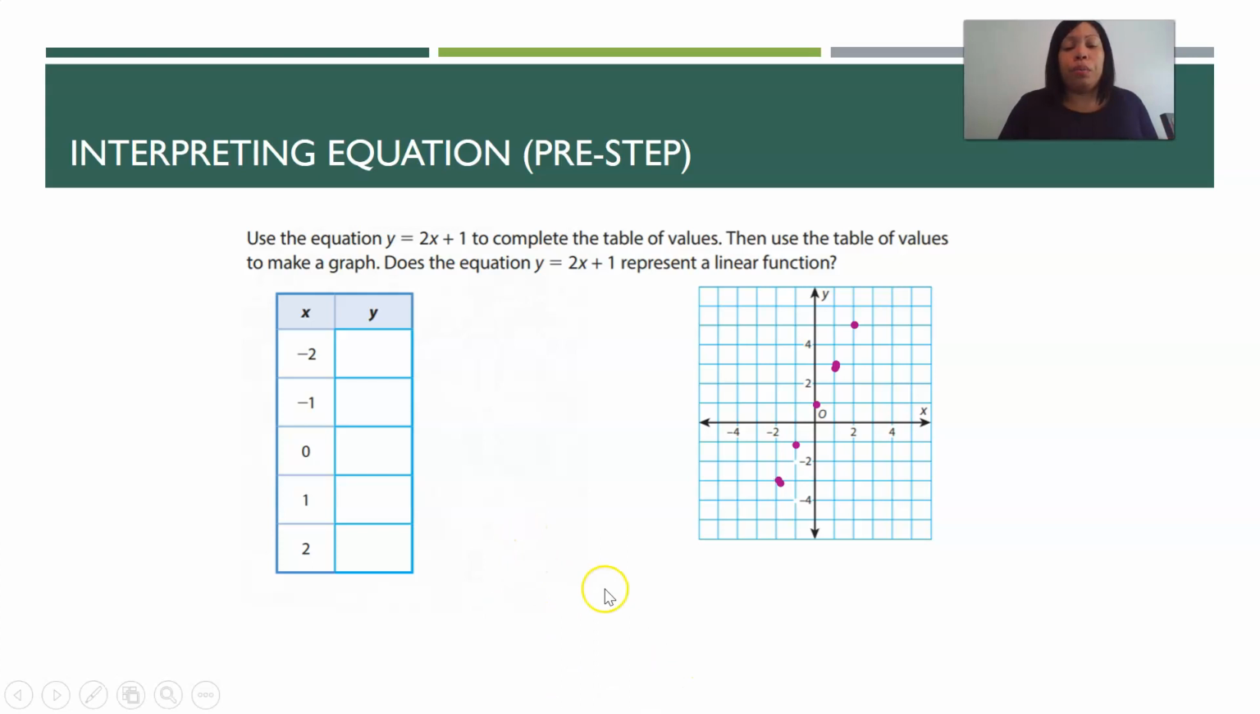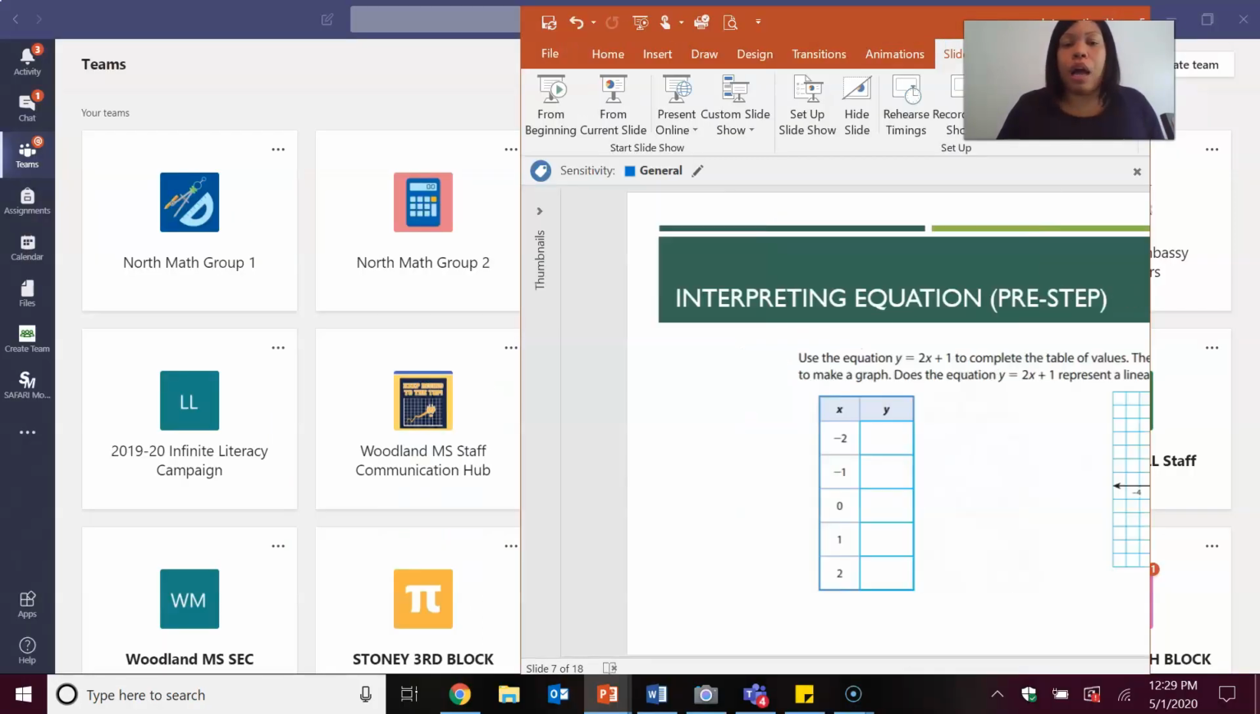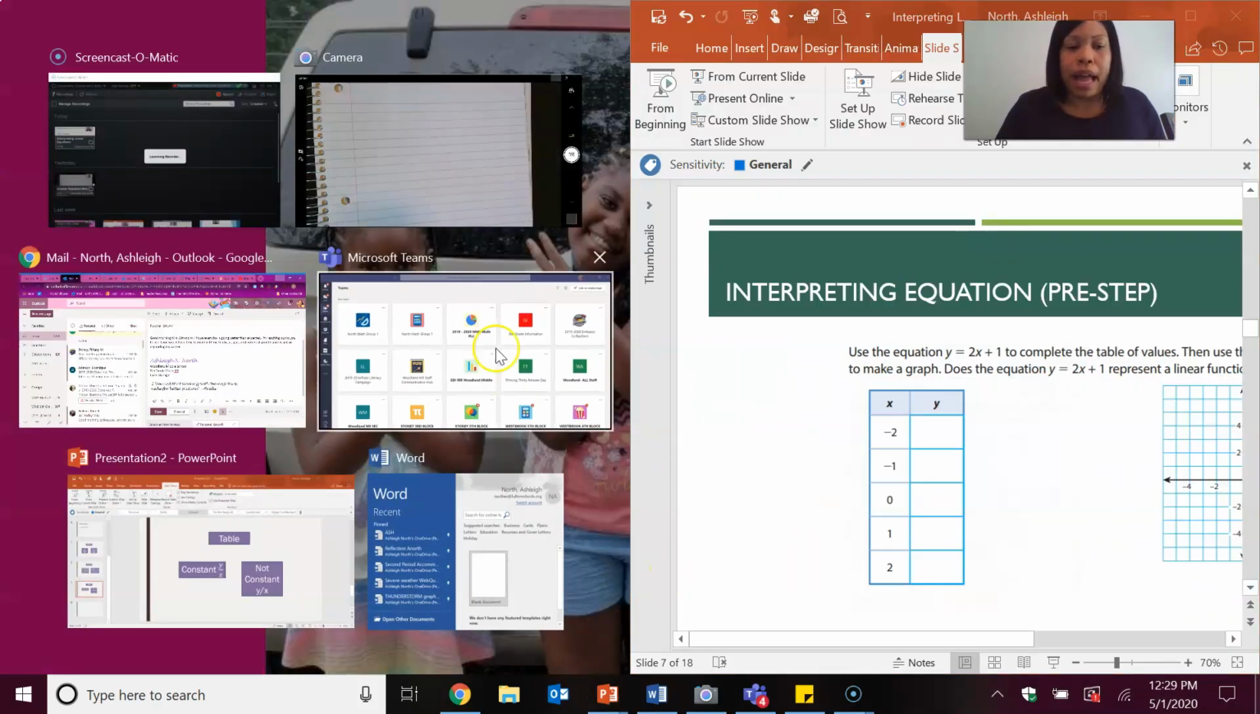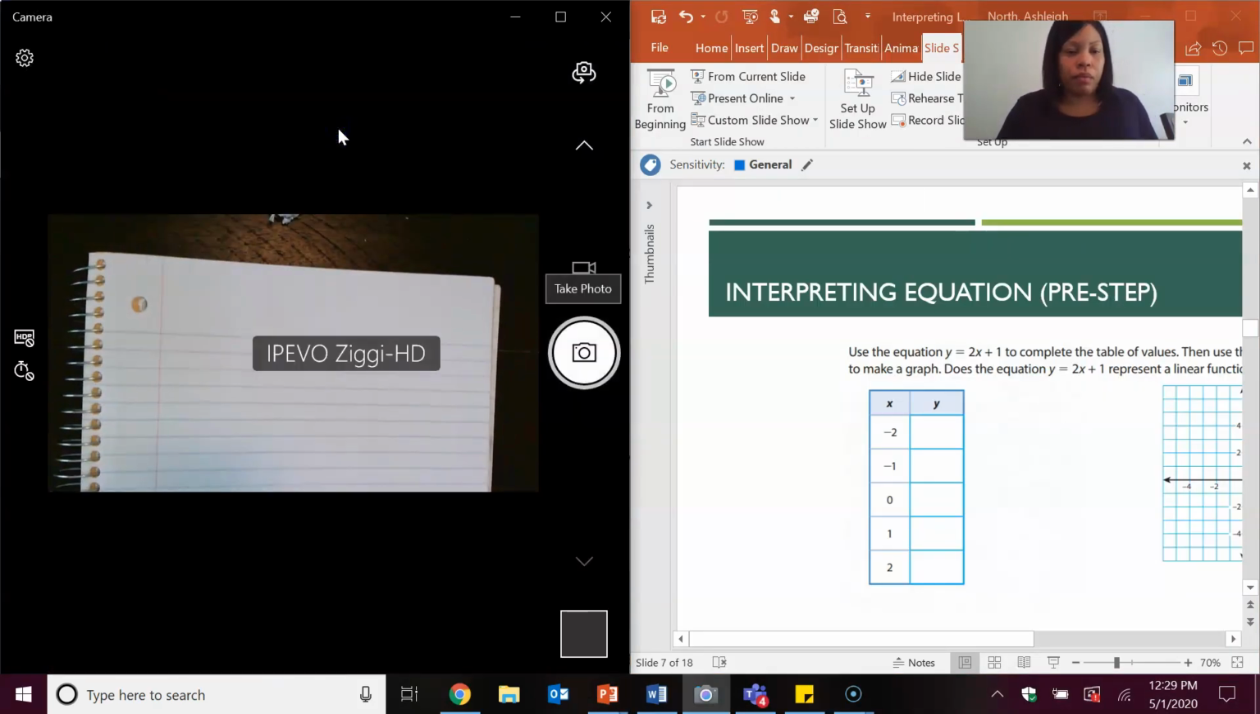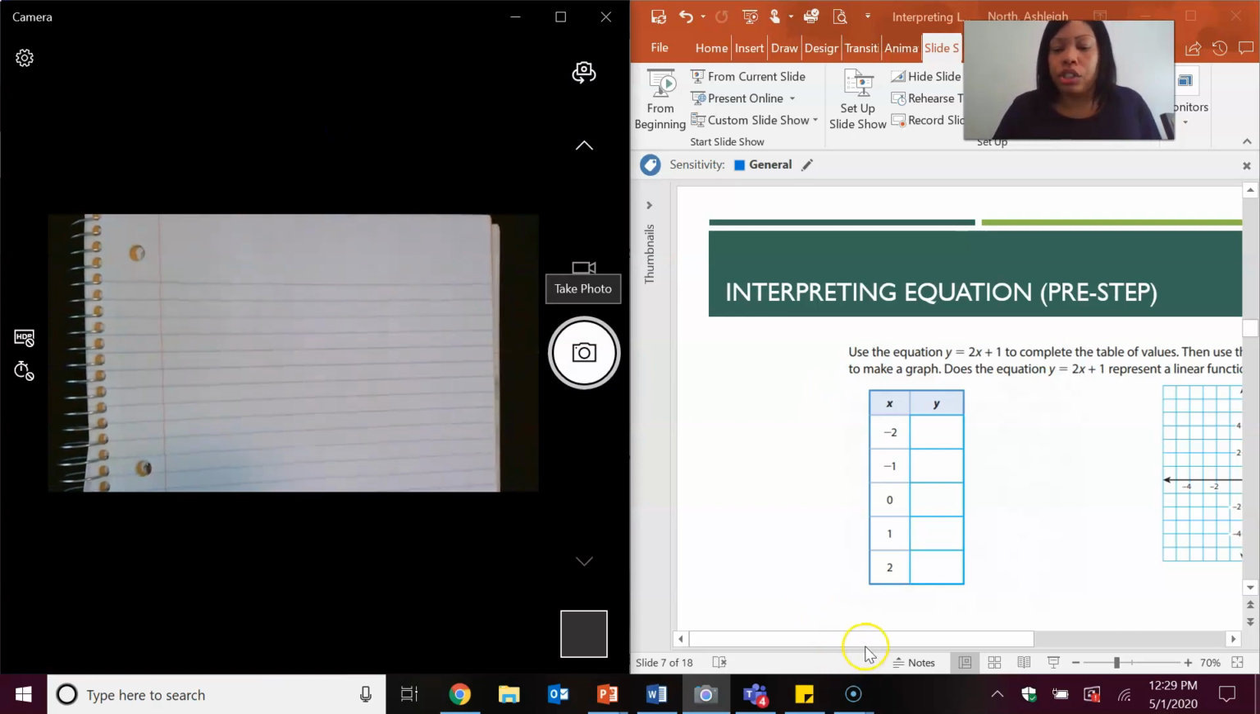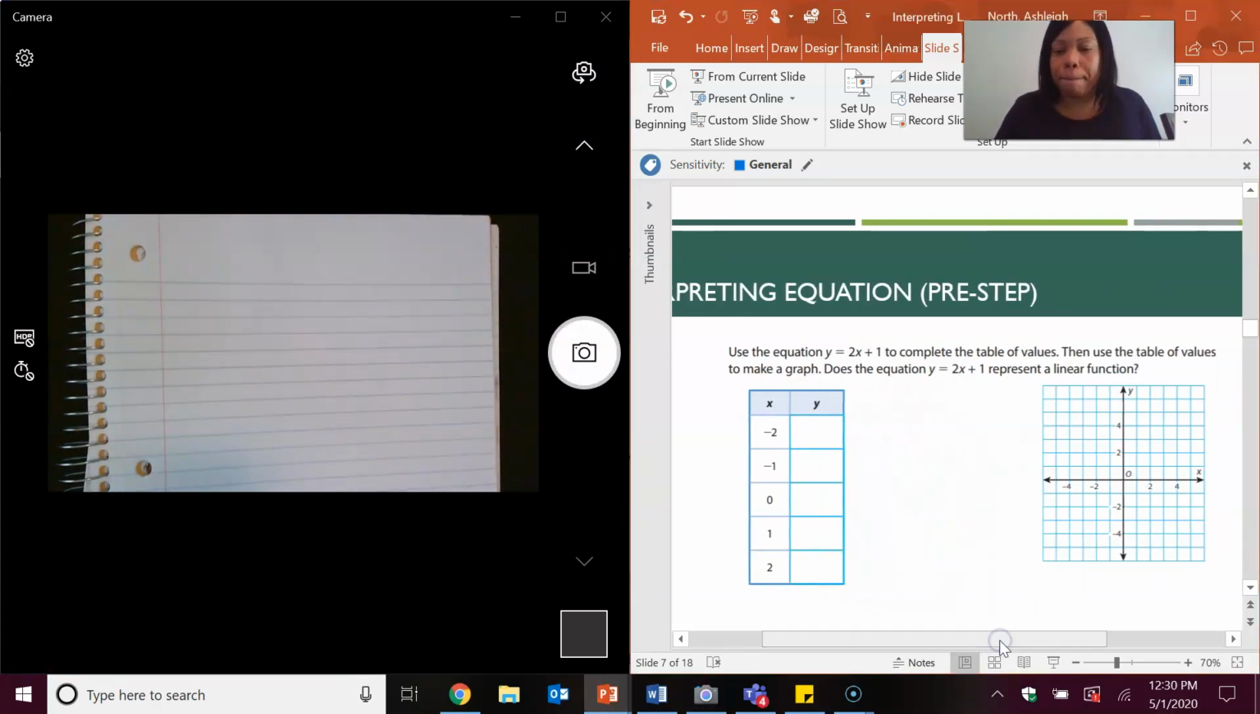I want us to be able to create, so going back into our precept, I want us to be able to create an equation and then turn it back into what it looks like in the graph. So using y equals 2x plus 1 to complete the table of values, then use the table of values to create the graph. So again, interpreting the equation through the actual graph, so I'm going to change to my camera. All right, and we're going to still show our whole PowerPoint.